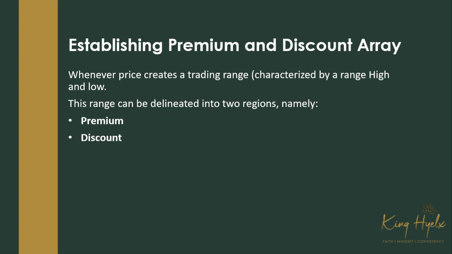So when we go from, let's say, higher low to higher high, what do we have? A range high and a range low. This range can be divided into two regions, namely premium and discount.